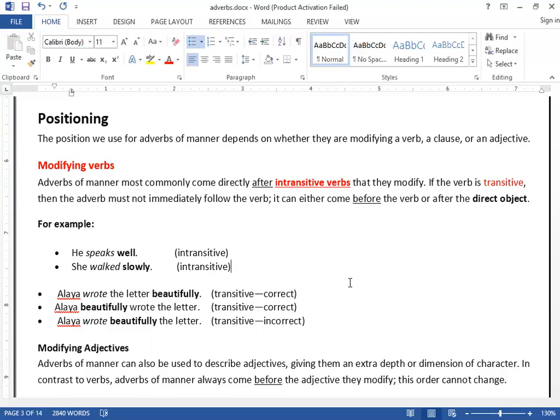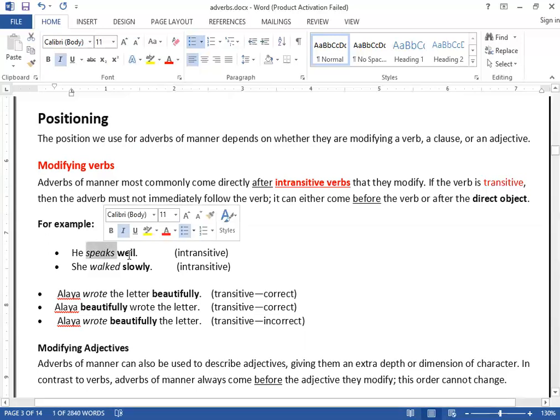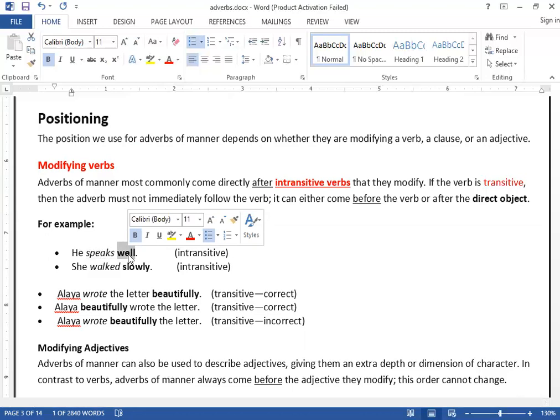But if there is a verb that is transitive, then we use it after the object. Let's take some examples, then you will come to know about it. First of all, look at this example. He speaks. How does he speaks? Now, for example, he speaks. We want to use an adverb. He speaks. Speaks is what type of word? Intransitive verb. It's an intransitive verb because we do not have any object here. Can you see any object? There is no object. It's he speaks. So if a verb is intransitive, we will directly use an adverb of manner after that. Like he speaks well. And look at the second example. She walked.